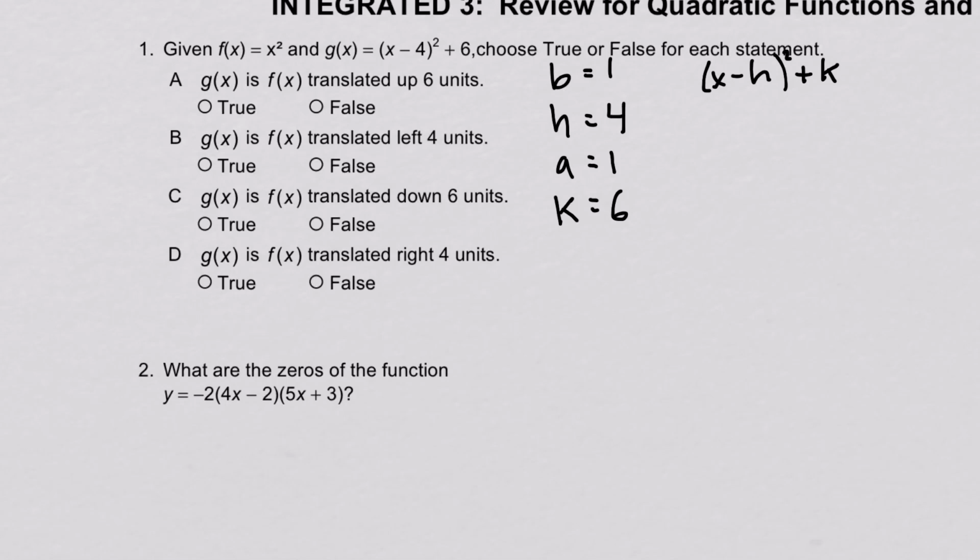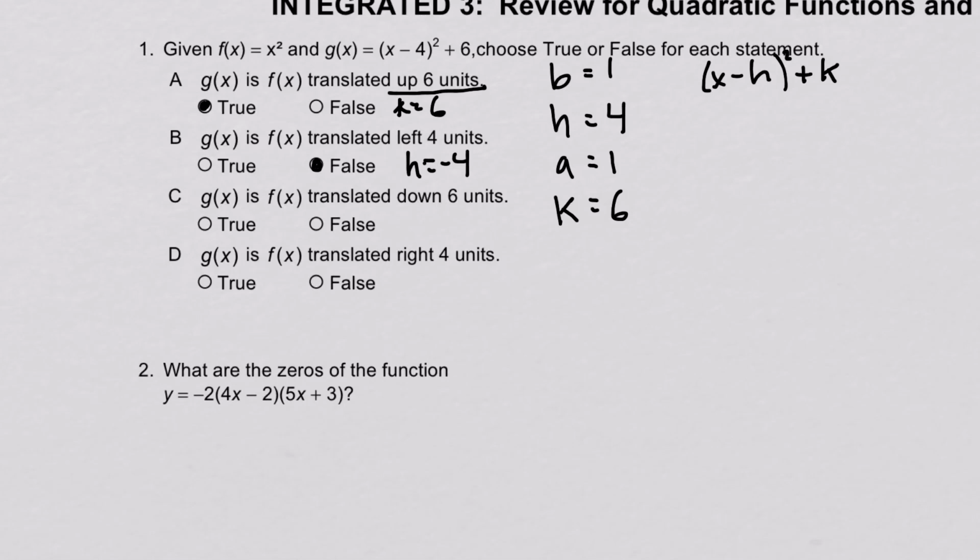Okay, now that I found those, I can look at the questions here and decide which one is true, which one is false. So A, g of x is f of x translated up 6 units. Up 6 units means that k must be equal to 6. That's what up 6 units means, and in this case that is true. K is 6. B, g of x is f of x translated left 4 units. Left 4 units means that h must be equal to negative 4. And in this case, that is not true. H is equal to positive 4, not negative 4, so that one's false.